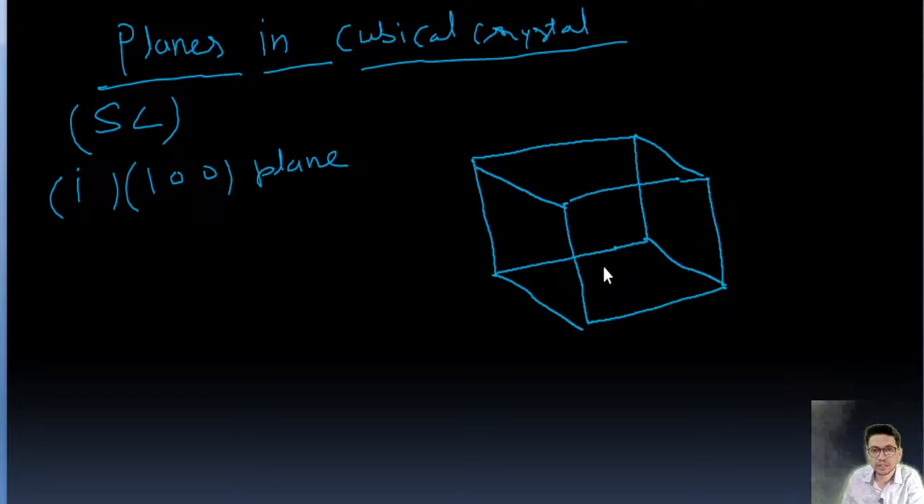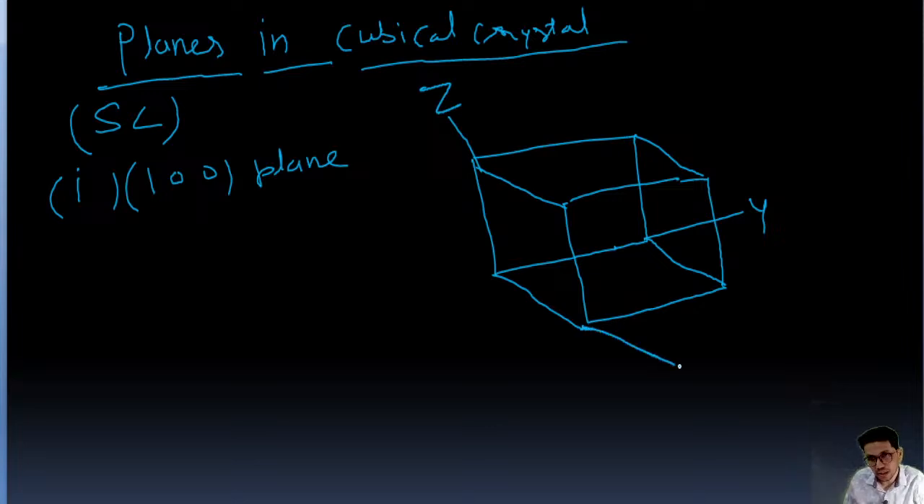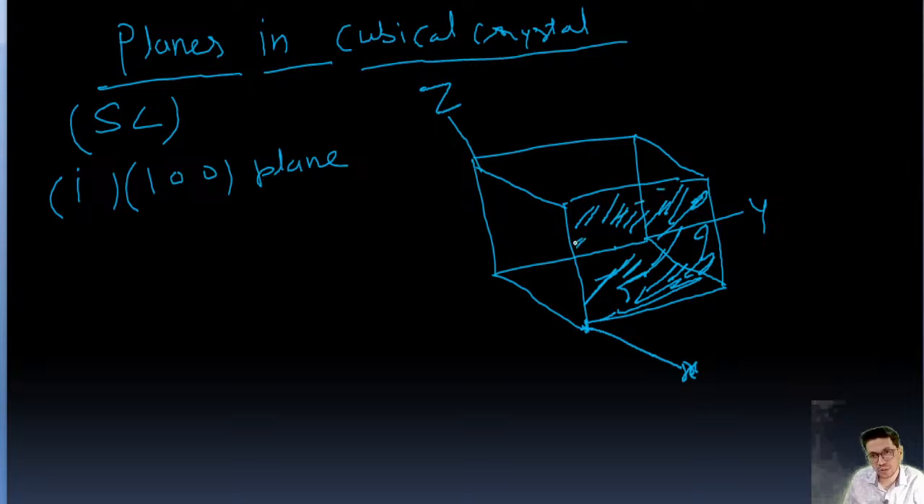You can check my previous lecture, guys. So we can take the y-axis, z-axis and x-axis anywhere, as per our choice. Here this plane is the 100 plane. I have explained this plane in my previous class, so please check that lecture. This is the plane, and these are the atoms placed for simple cubic.